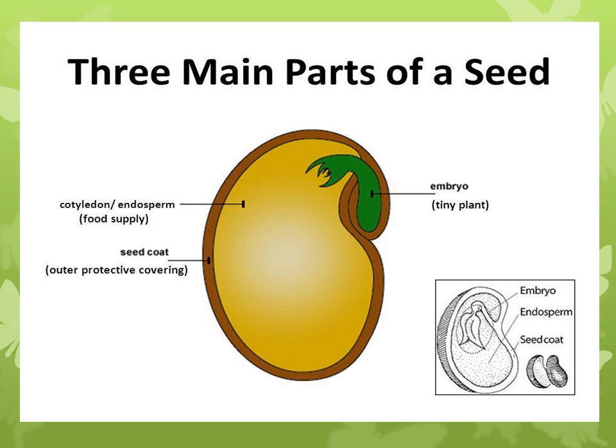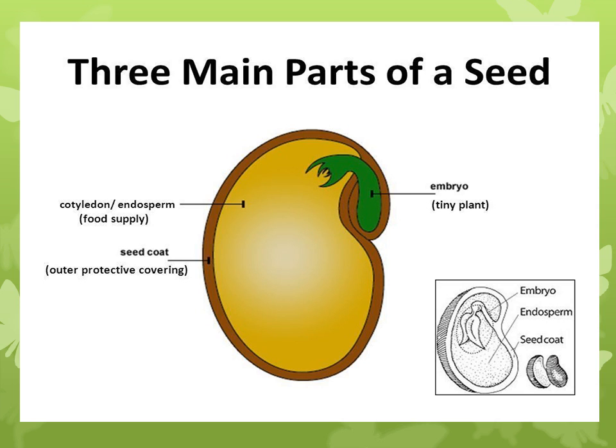Now here, what's a seed? What are the parts of a seed? The three main parts of a seed: the first is the embryo, cotyledon, then the seed coat. Seed coat is the outer protective covering. Then the cotyledons, endosperm, it supplies the food for the developing embryo. Embryo, that is the main part that grows into a tiny plant.